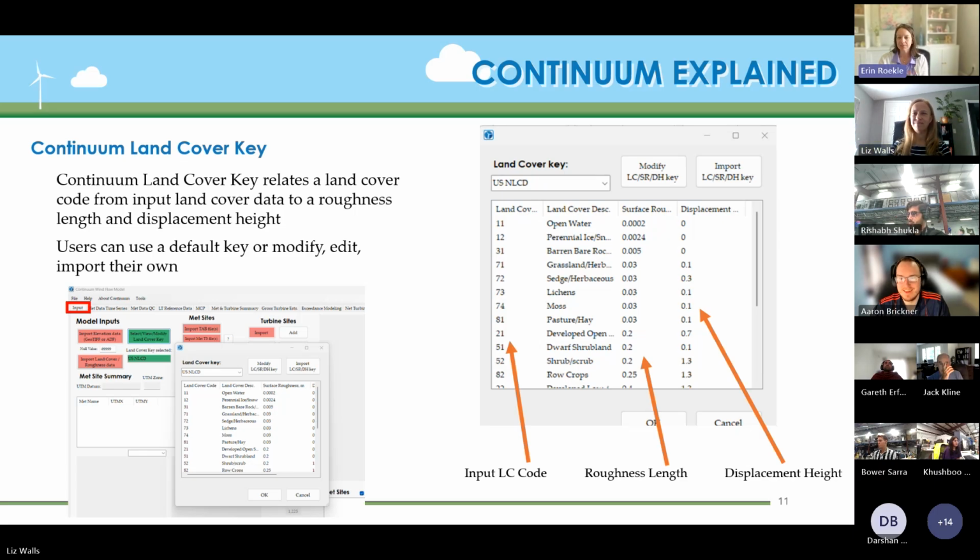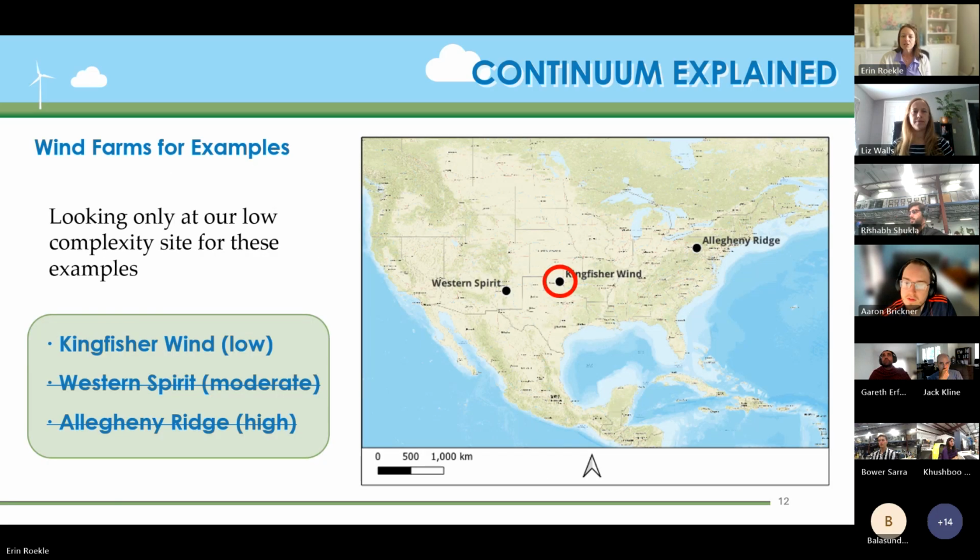So this is just kind of, again, explaining those codes. That's the actual data that you're importing into the Continuum software. And then it's just correlating to those different roughness lengths and displacement heights. So like Liz was saying, we've got a couple sensitivities to show you, okay, if you change things around, how is that going to affect your change of wind speed between 2 sites? So if you remember, we had a couple wind farms that we've kind of been using over and over again as examples. So we're just going to be looking at Kingfisher winds today and looking at some sensitivities in the surface roughness and displacement height.